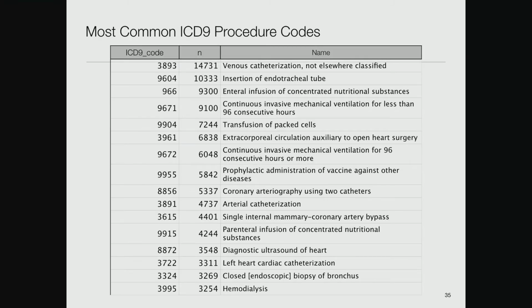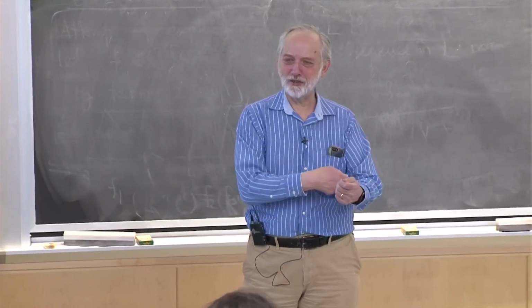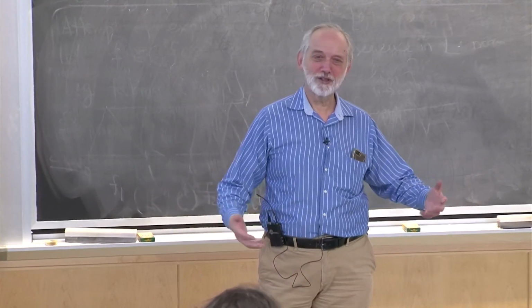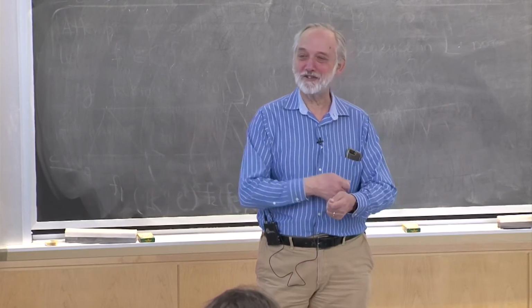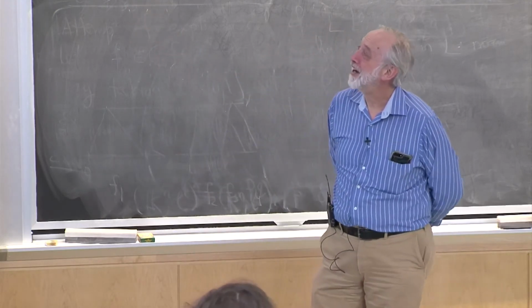So some examples, here's the most common ICD-9 procedure codes. ICD-9 code 3893, of which there are 14,000 instances, is venous catheterization, not elsewhere classified. So what's venous catheterization? It's when somebody sticks an IV in your vein, okay? Very common. You show up at a hospital, before they ask you your name, they stick an IV in your arm. That's a billable event too.